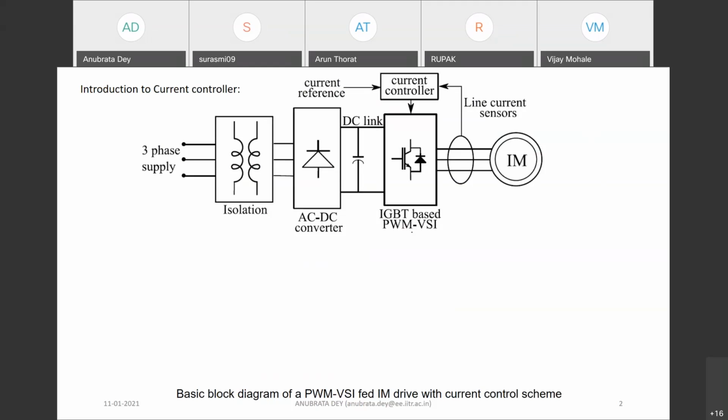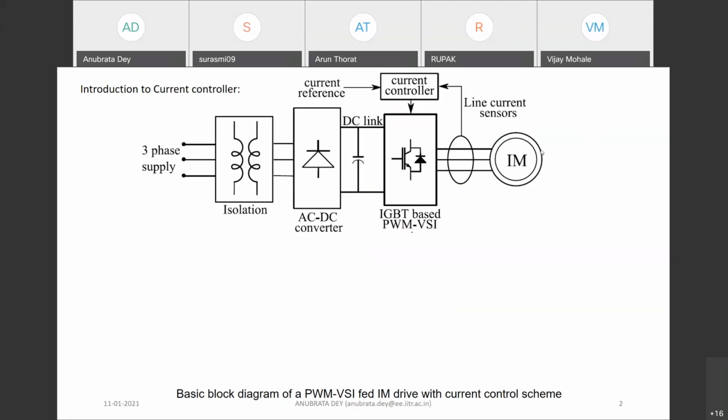By inner layer, I mean the layer which is very near to the switches, to generate the gating pulse. You require a current reference. That current reference requires a current controller strategy, so that you can appropriately switch the switches in a particular fashion, in order to get a line current which will follow the reference current.